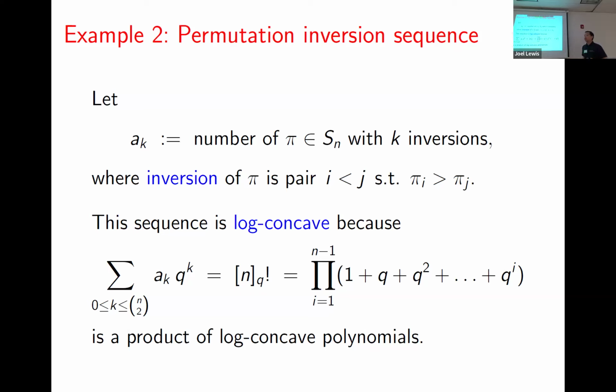Instead, what people usually do is first write down a generating function for this sequence, and then they realize, what a coincidence, this turns out to be the q-analog of n factorial. This is the product of the polynomials 1 plus q plus q squared up to q to the power of i. What is important here is that the coefficients of these polynomials are all 1. In particular, they are log-concave. And it is known that when you take a product of log-concave polynomials, the resulting polynomial is again log-concave. That's how we know that this sequence is log-concave.